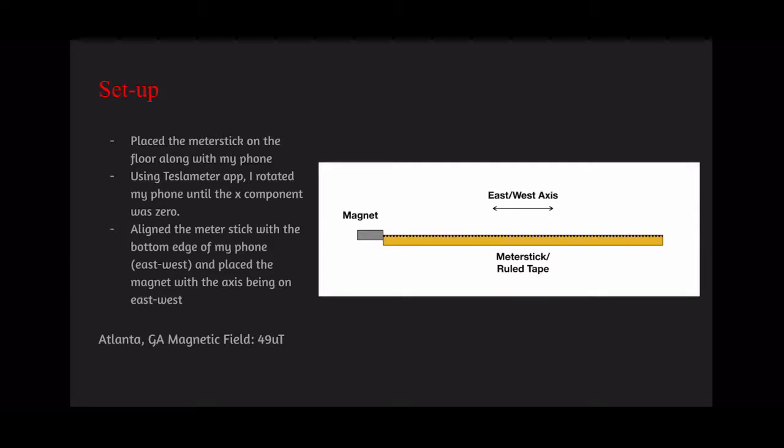Using the app, I rotated my phone till the x component was 0, indicating that we were aligned with the Earth's north and south. I placed the meter stick along the bottom edge of my phone, which was the east-west, and placed the magnet along the same direction. Since I am located here in Atlanta, Georgia, the magnetic field is 94 microteslas.